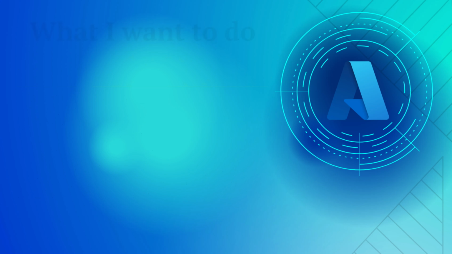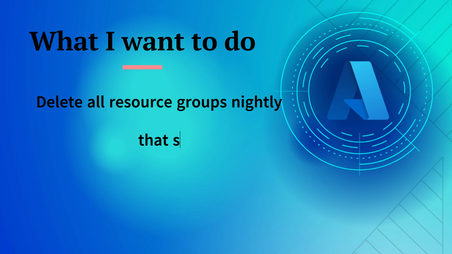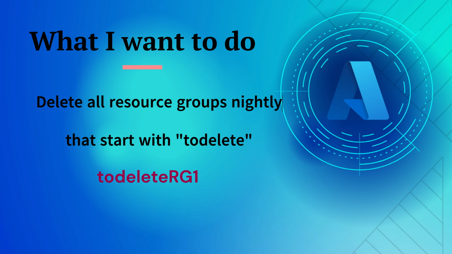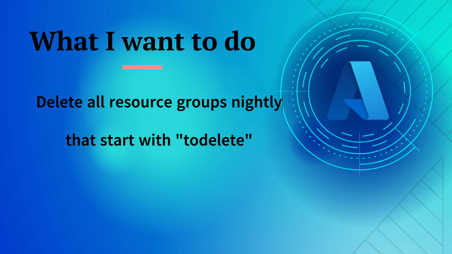This is what I'm trying to achieve. So every night at about 3 a.m., I want to delete every resource in every resource group that starts with "to delete". I want to keep the ones that don't start with that. The premise is that when I'm testing stuff out, I'll use that prefix. I'm going to be using Azure Automation to achieve this. So let's get started.